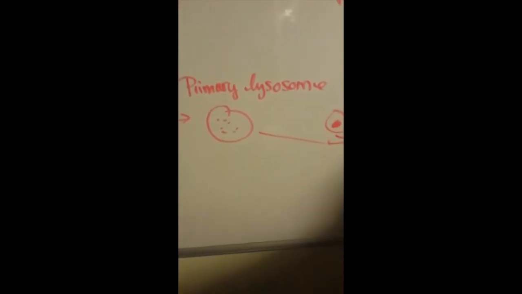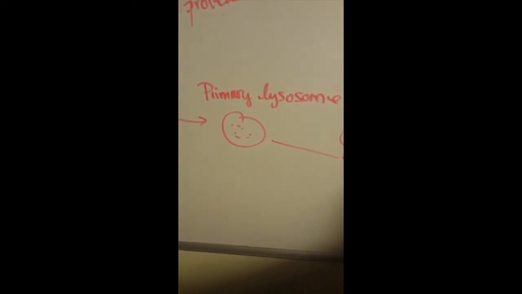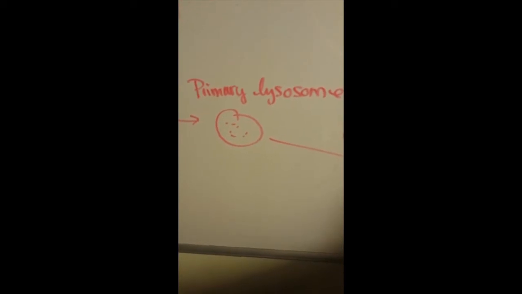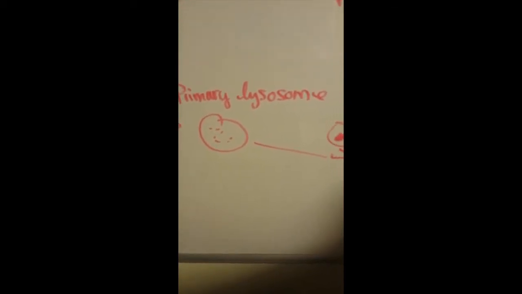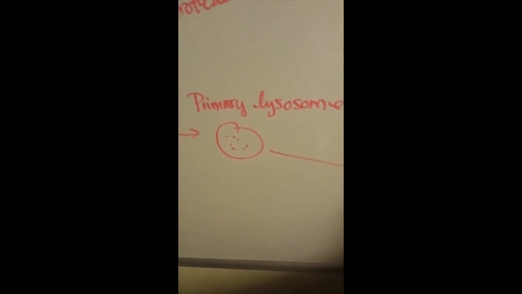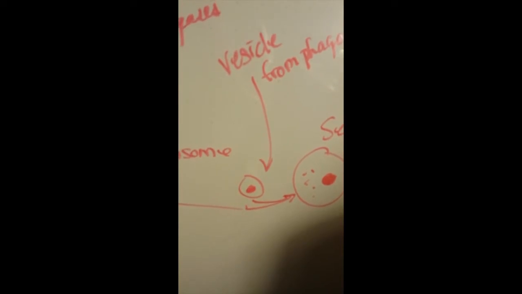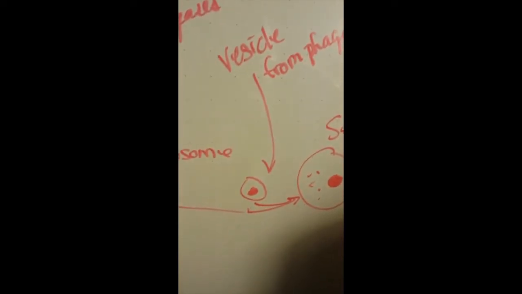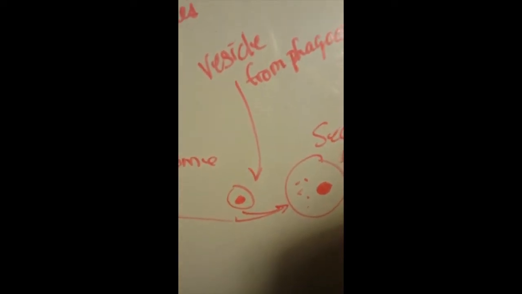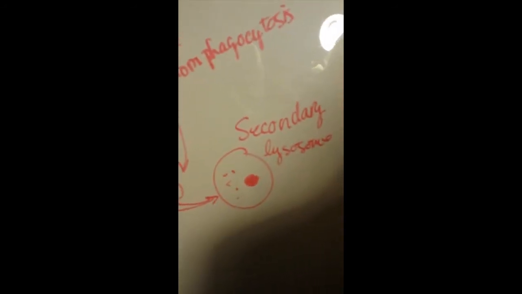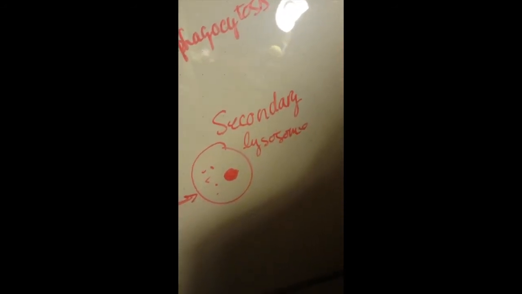The form of the single outer membrane constituting the phospholipid bilayer allows for fusion with other vesicles, such as those containing bacteria and worn down organelles. Once they fuse, it is known as a secondary lysosome.